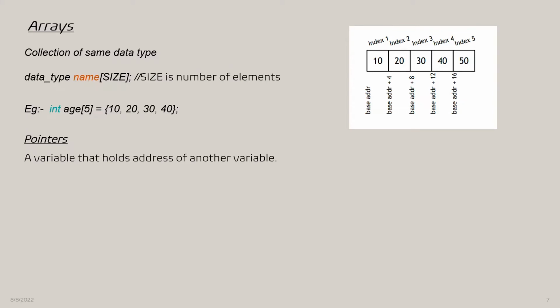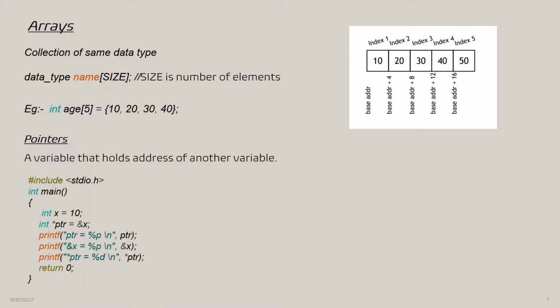A pointer is a variable that holds the address of another variable. We can get an idea by going through this code. We usually use the ampersand symbol for pointers.